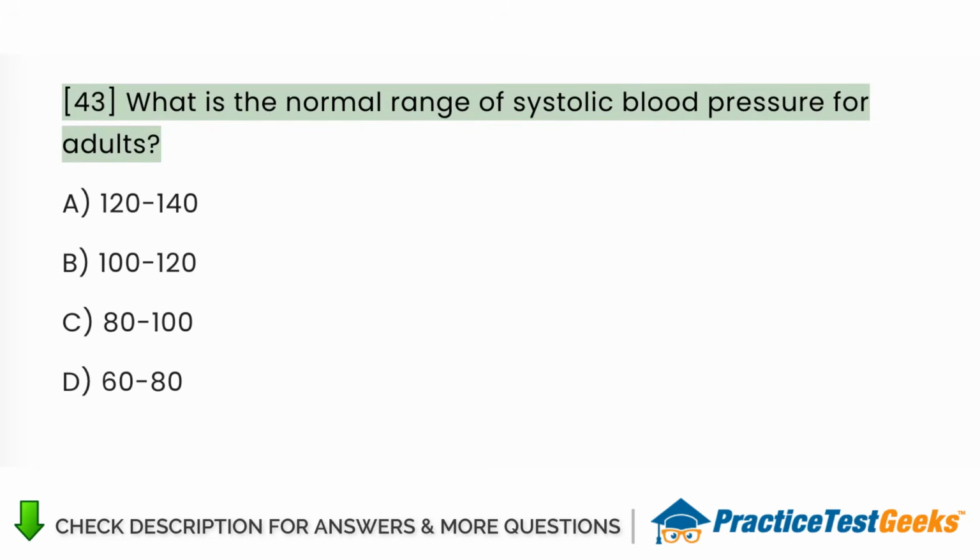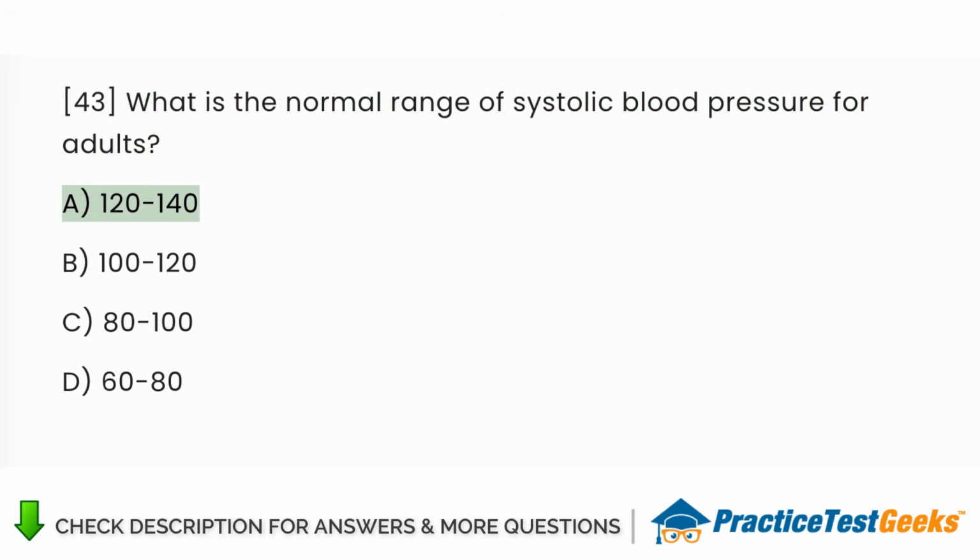What is the normal range of systolic blood pressure for adults? A. 120 to 140. B. 100 to 120. C. 80 to 100. D. 60 to 80.